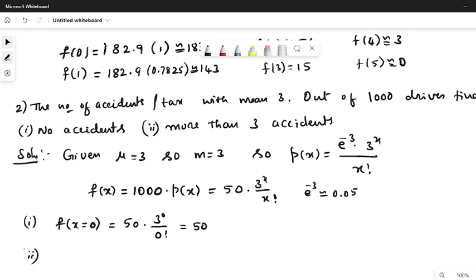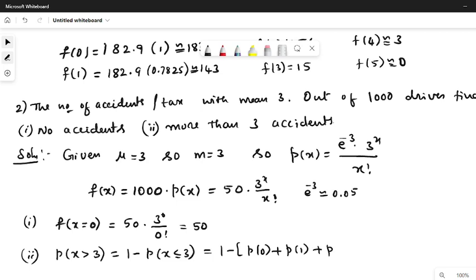Next, more than 3 accidents, that is we have to find p of x greater than 3, which will be obviously 1 minus p of x less than or equal to 3. So it is 1 minus p of 0 plus p of 1 plus p of 2 plus p of 3. You can check that this value will be equal to 0.35. So this is p of x greater than 3. We need f of x greater than 3, that is actually 1000 into 0.35, it will be 350. So that will be the required solution.